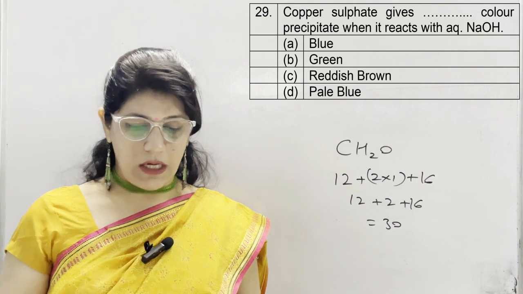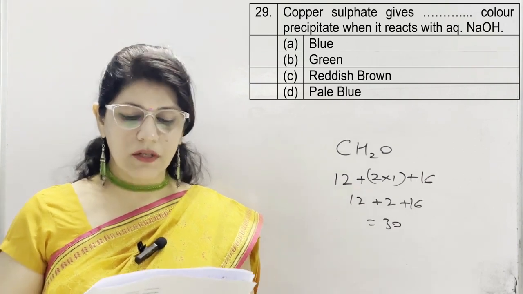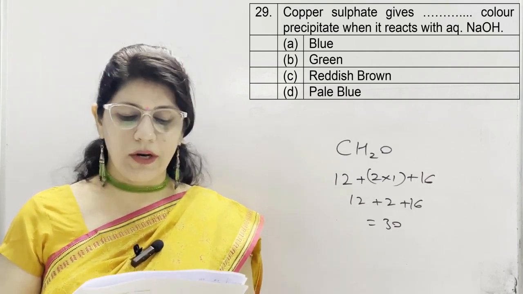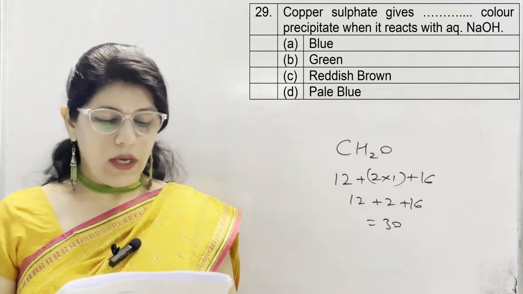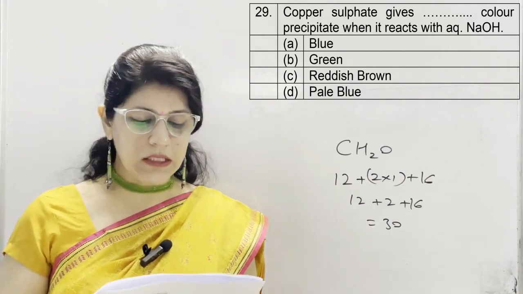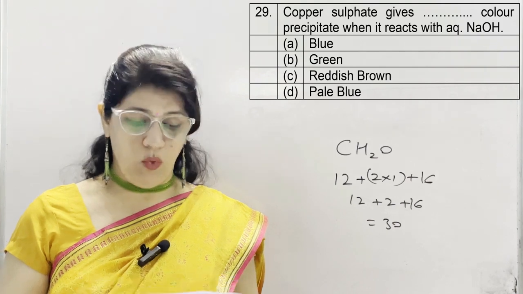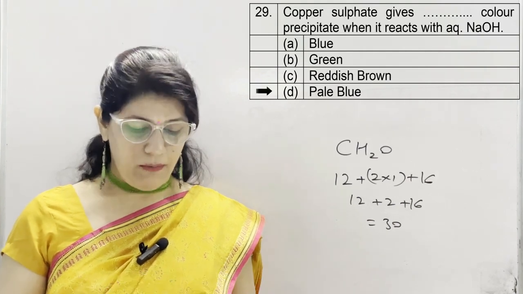In question number 29, copper sulfate gives dash color precipitate when it reacts with NaOH. A option is blue, B green, C reddish brown, and D pale blue. Correct answer is D, pale blue.